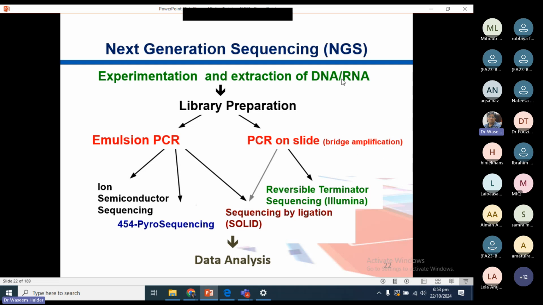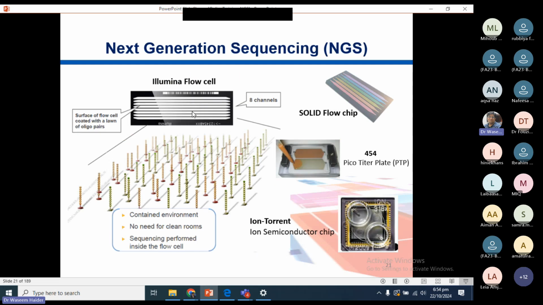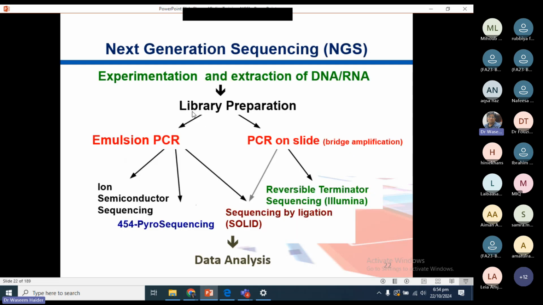The first layer is experimentation. The second layer is library preps. And this third layer is where we are doing PCR. So on one side is bridge amplification, or PCR on slide. Here you do it on the same slide on which you are doing the sequencing. So that's the smart idea. But for the other companies, we need to have another instrument to do that emulsion PCR.